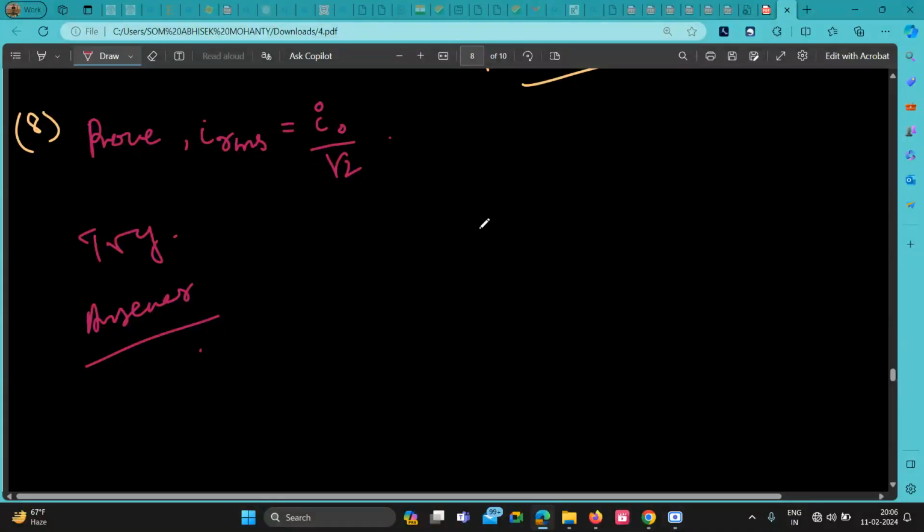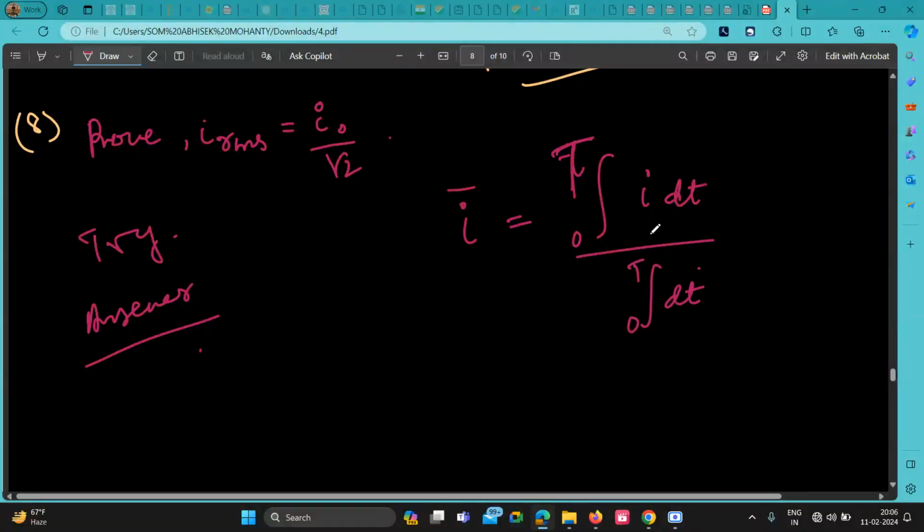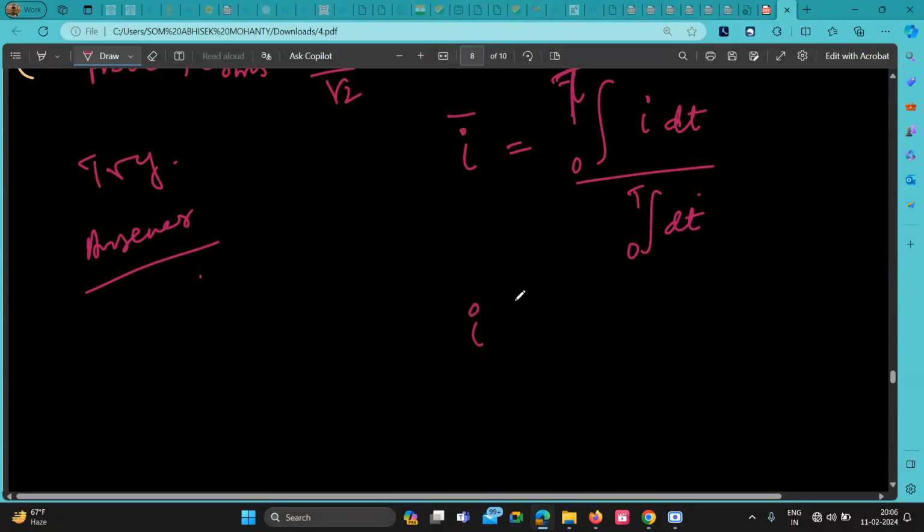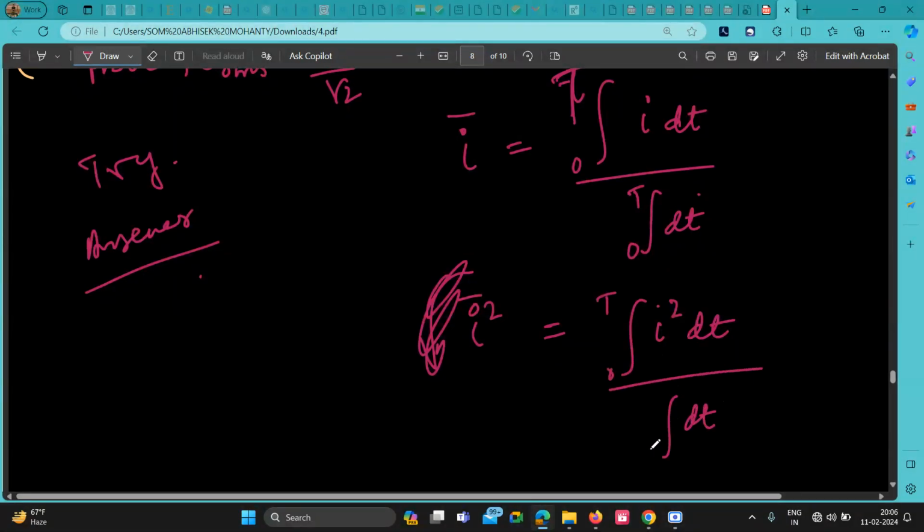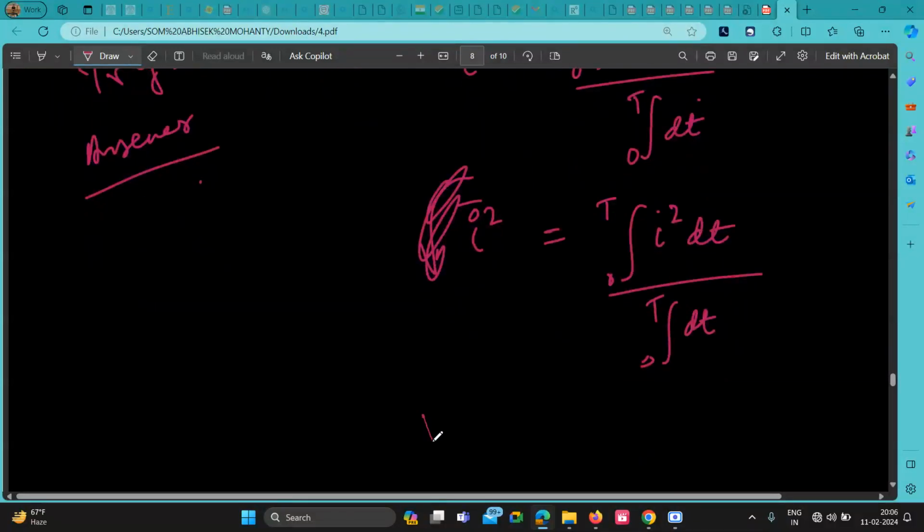Okay, how to do it? See, I average I calculated as integral 0 to T of I dt divided by T. I RMS means root mean square, so first the square of I, I square dt. Now the mean of I square, and then the root over of this whole thing.